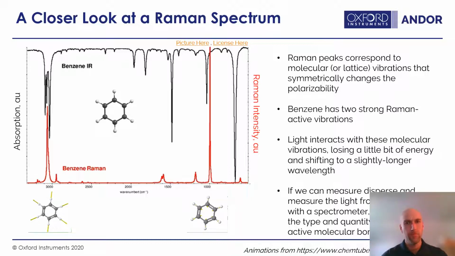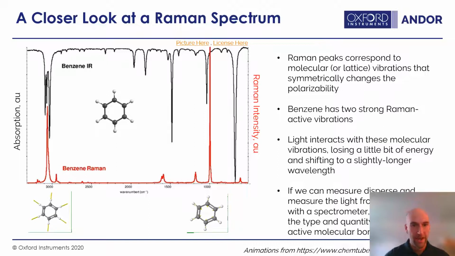So benzene, that's the molecule that you see there. My benzene in the middle here is looking a little bit unconjugated. That's okay. So imagine this is benzene and not cyclohexane. So benzene has two strong Raman active vibrations that are represented down here, and I'll talk about those in a sec. So light somehow interacts with these molecular vibrations, losing a little bit of energy and shifting to a slightly longer wavelength. So if we can measure and disperse the light from that sample, we can actually learn something about the composition and nature of the material that we're looking at, say in an unknown sample in a mixture.